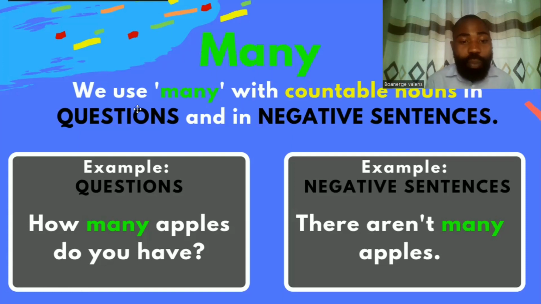Let's see. How many apples do you have? You see, we use it in a question. See, that is a question. In negative sentences, we use many and say there aren't many apples.